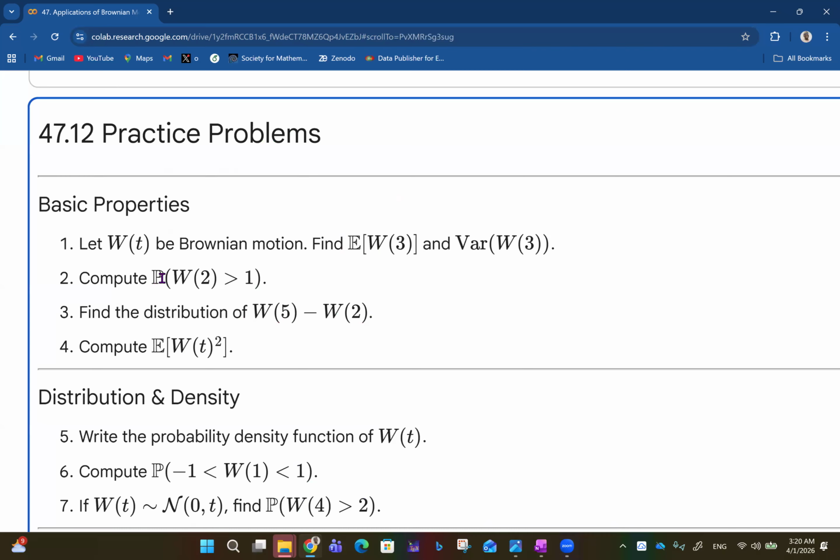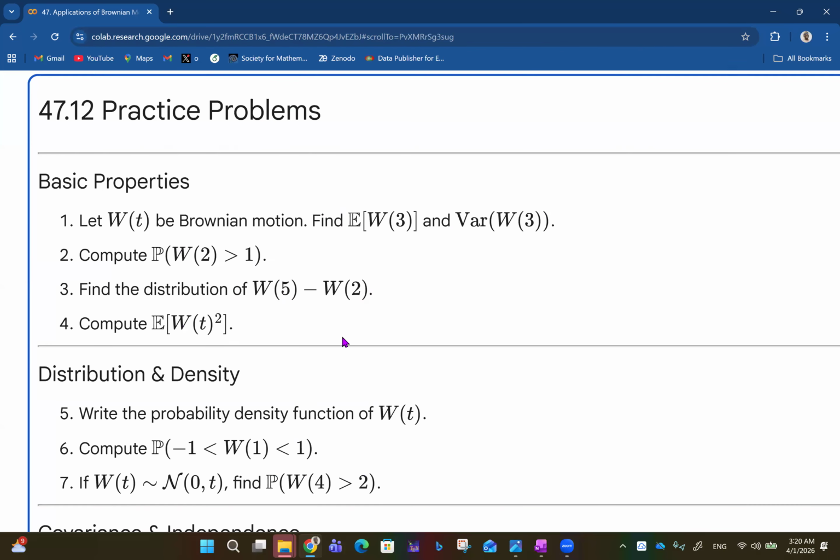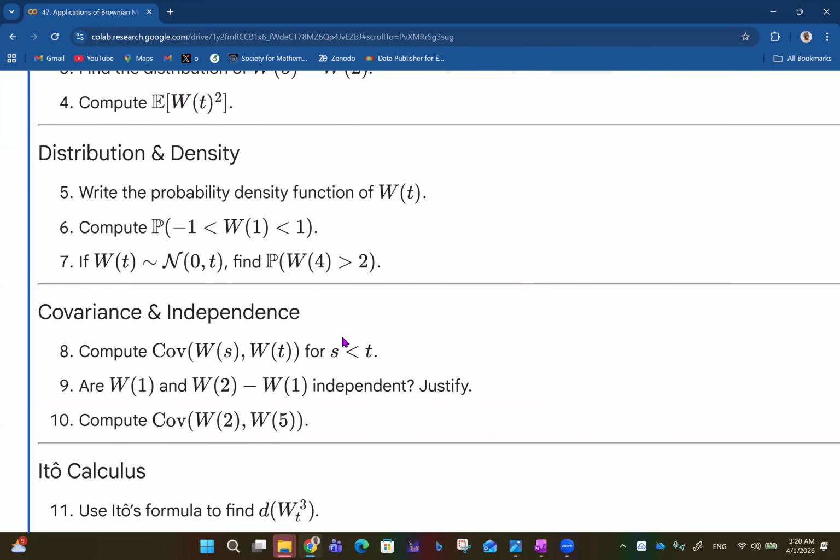So you want to compute the probability that W2 is greater than 1. Of course, you can do that. Then find the distribution of W5 minus W2. Of course, this will be normally distributed with mean 0 and variance 5 minus 2, which is 3. Then you want to compute the expected value of W_t squared. I think that's t or something like that. Then you have distribution and density: write the probability density function of W_t. Then compute this. I mean, in a previous video, I think I had done this.